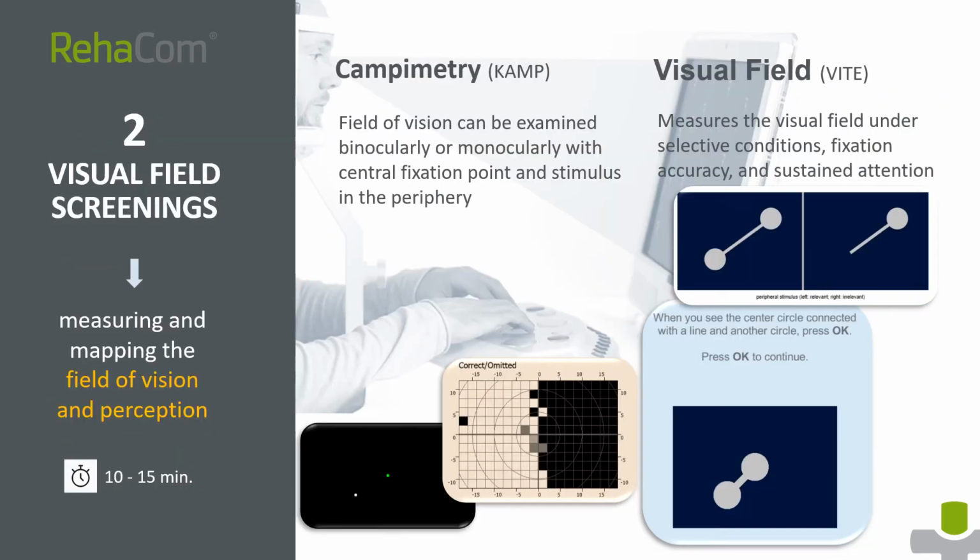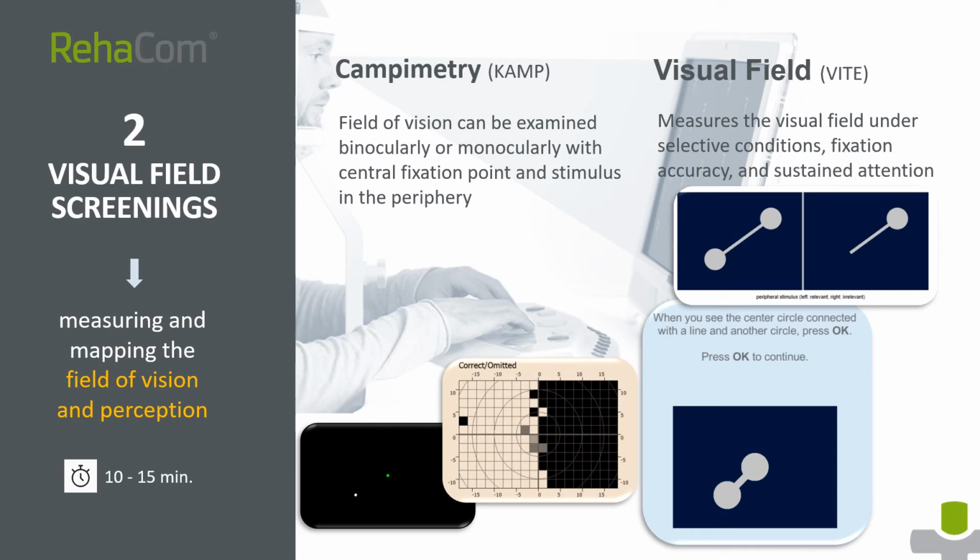Campimetry is an excellent test for use in the neurological clinic, rehab clinic or outpatient center as an alternative to cost-intensive perimetry applied by ophthalmologists. With the campimetry screening, the field of vision can be examined binocularly or monocularly with a central fixation point and a stimulus appearing at random intervals at different positions in the periphery.